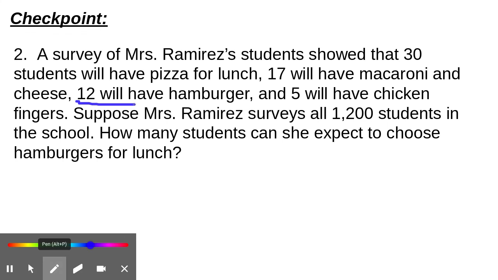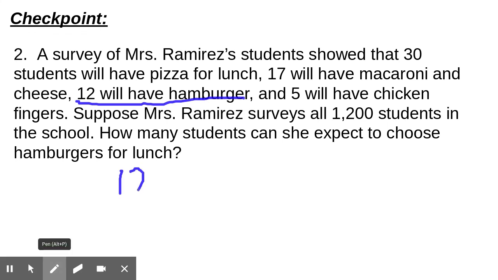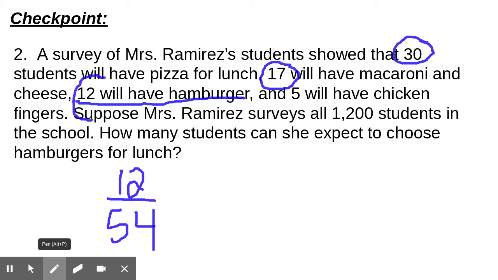Okay, well, 12 chose hamburgers, right, out of the survey of how many students? Well, you have to add up the number of students that she surveyed, which was 30 plus the 17 plus the 12 plus the 5. And that's the 54 students. And how did I get that again? I added 30 plus 17 plus 12 plus 5, and that's 54.